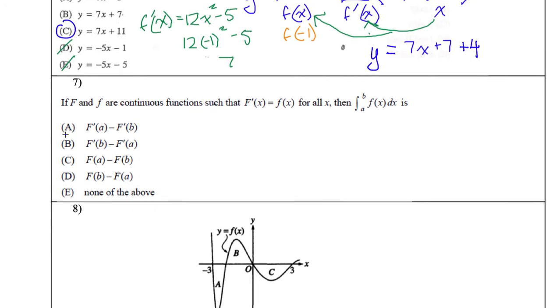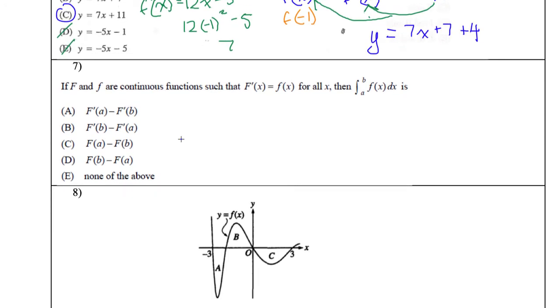All right, we are on to number 7. Capital F and lowercase f are continuous functions such that if I take the derivative of capital F, I get lowercase f. AKA, if I take the antiderivative of lowercase f, I go to capital F. It's the other way of saying that. So I need to take the definite integral. The antiderivative of lowercase f is capital F. So this is going to be capital F of x, and then evaluation bar between a and b.